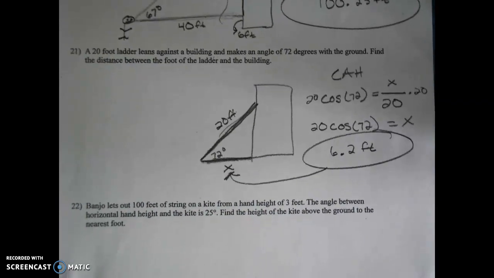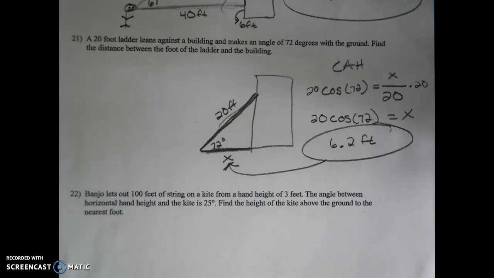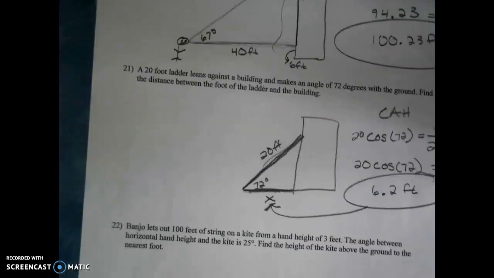Okay, next one, number 22. Okay, so it says Banjo lets out 100 feet of string on a kite from a hand height of 3 feet. The angle between horizontal hand height and the kite is 25 degrees. Find the height of the kite above the ground to the nearest foot. Okay, so let's draw a picture.